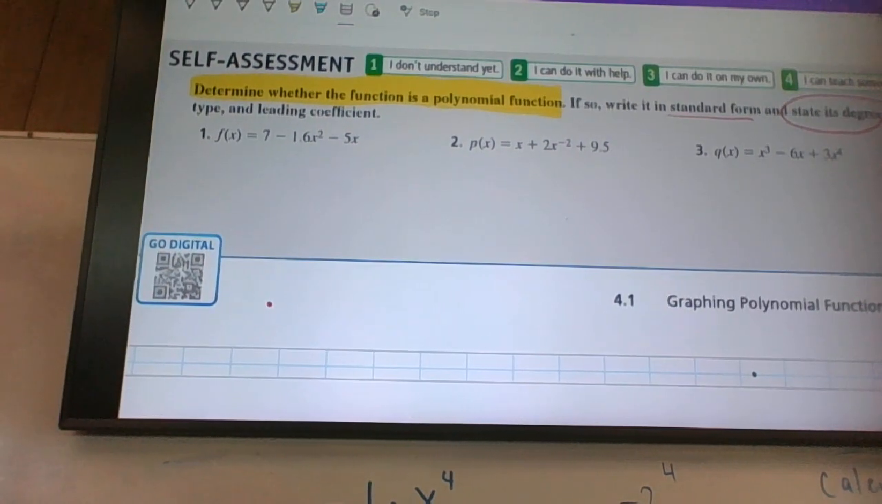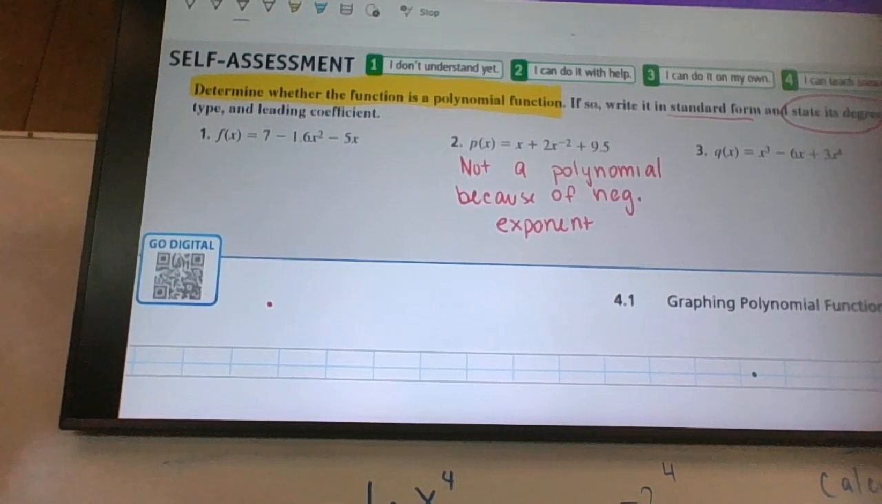Alright, so guys, 1 through 3, only one is no. Which one is no? Number 2 is not a polynomial. And it's not a polynomial because of the negative exponent. Okay, the other two are yes. The other two follow all the rules.